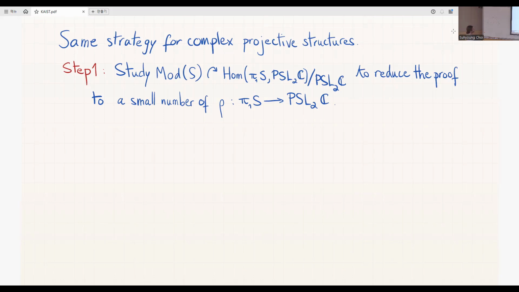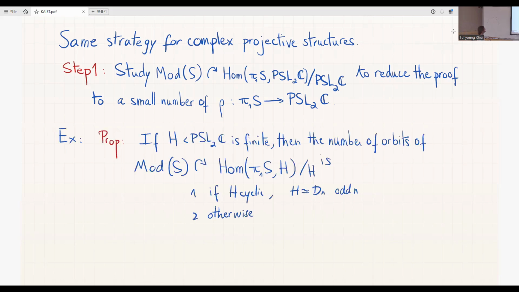So it's again a proof in two steps, where at first we study the mapping class group action on the character variety and try to understand as much as possible the orbit closures. And then we reduce the proof to a finite number of representations and we construct explicitly projective structures with the given holonomy.